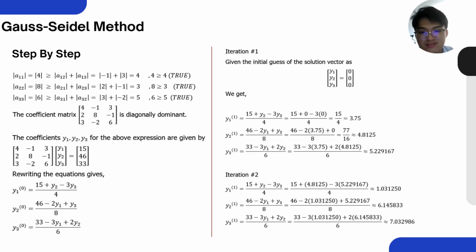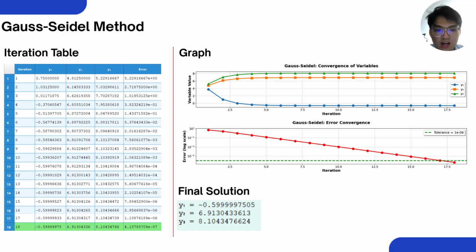So we need to check in the iterative table whether the value has converged. After using the iterative Gauss-Seidel method in the previous step, we are using Python to get an easier and more efficient way to create the iteration table and calculate the Gauss-Seidel method. Surprisingly, the iteration stops at iteration 18, where y1 is equal to negative 0.5999, y2 is equal to 6.9130, and y3 is equal to 8.1043.